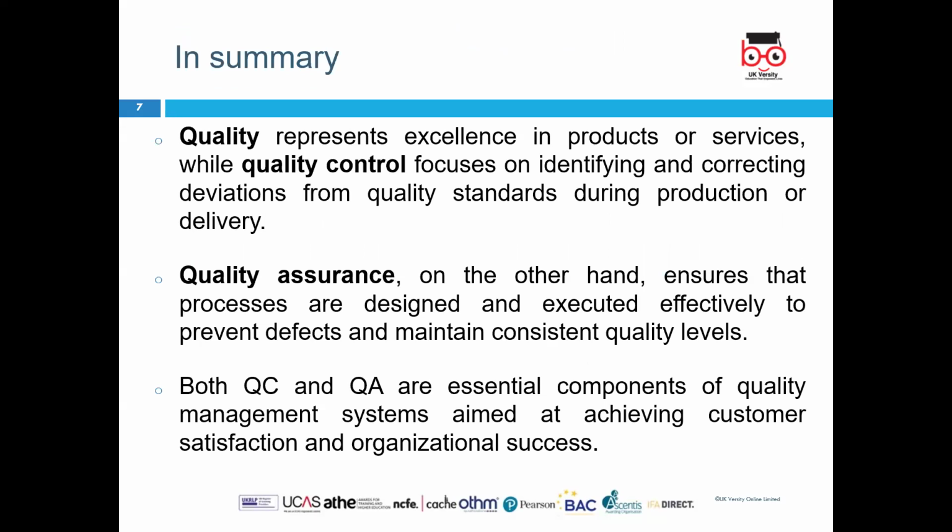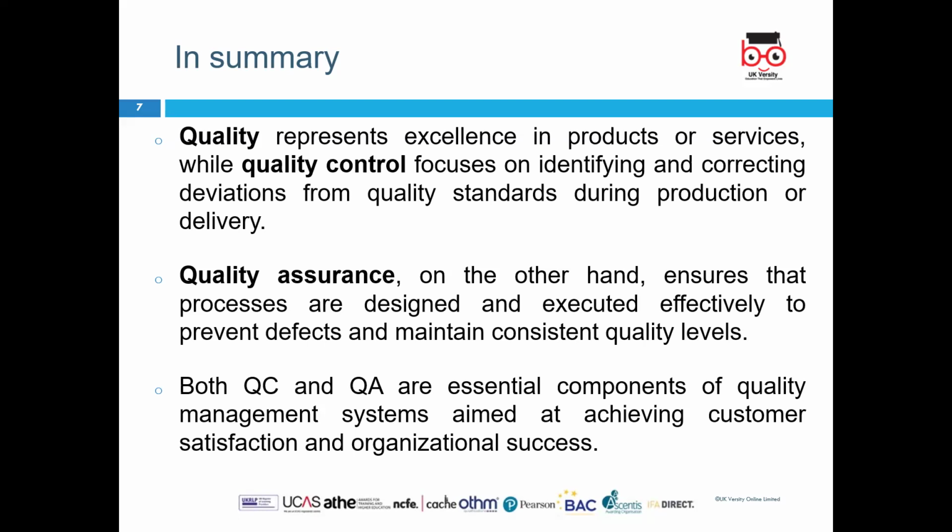So basically, to summarize, quality represents excellence in products and services, whereas quality control focuses on identifying and correcting deviations from quality standards during production or delivery. And then quality assurance refers to a process-oriented system, which ensures that processes are designed and executed effectively to prevent defects and maintain consistent quality levels. So both quality control and quality assurance are essential components of a quality management system, and they are aimed at achieving customer satisfaction and organizational success.